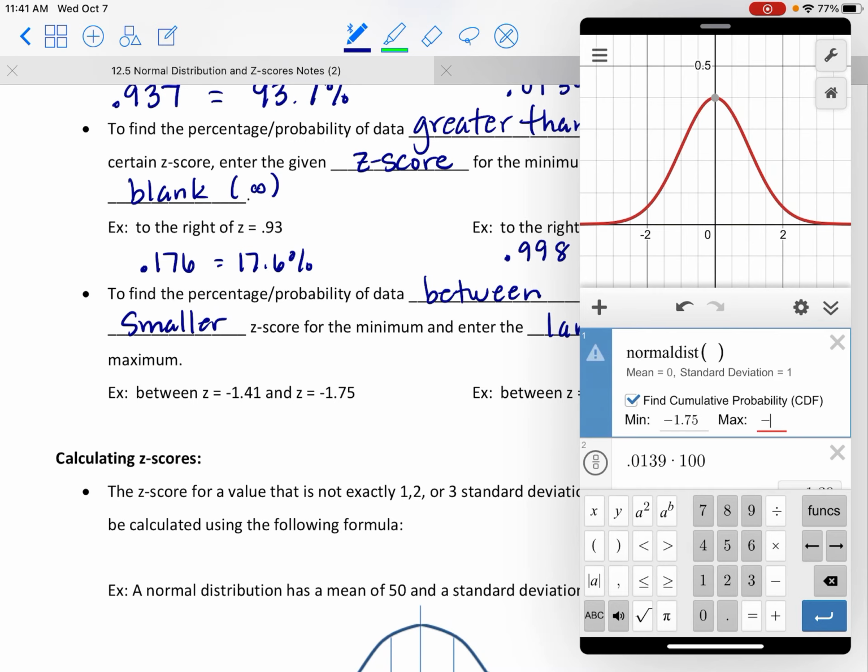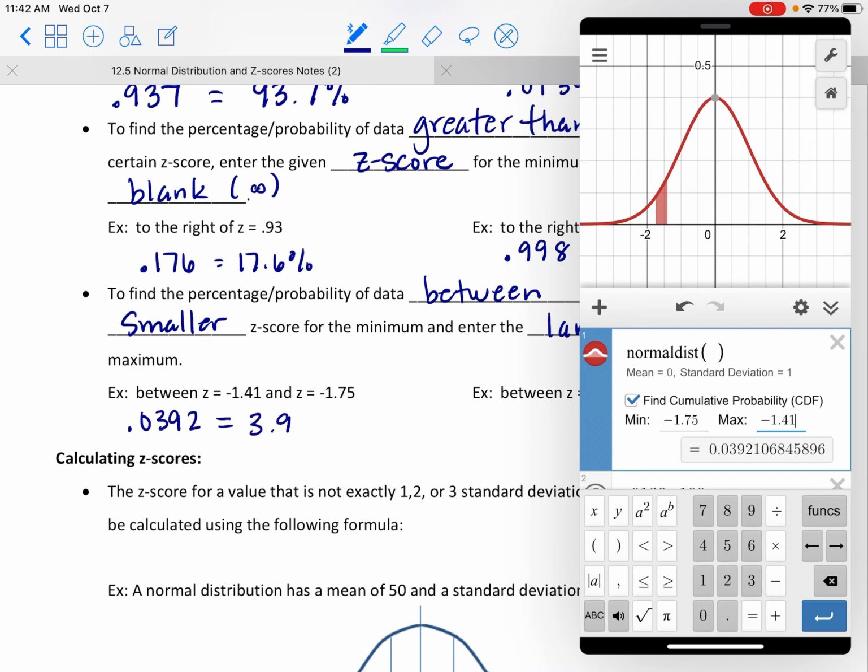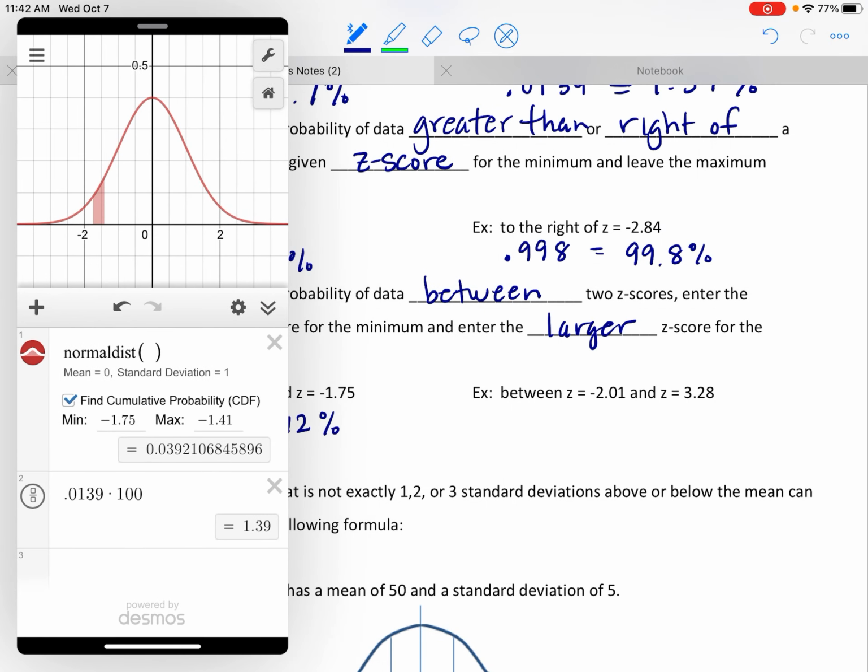And then negative 1.41 there. And that little sliver of the graph is the percentage that is between those two z-scores. So that is 0.0392, which is 3.92%.